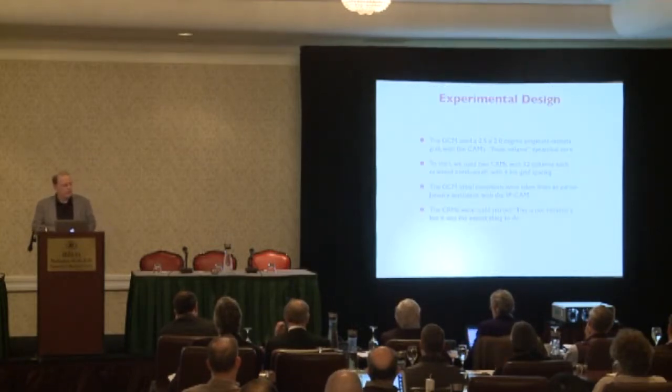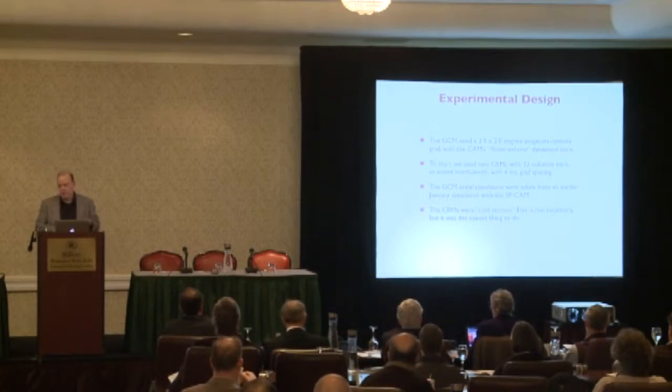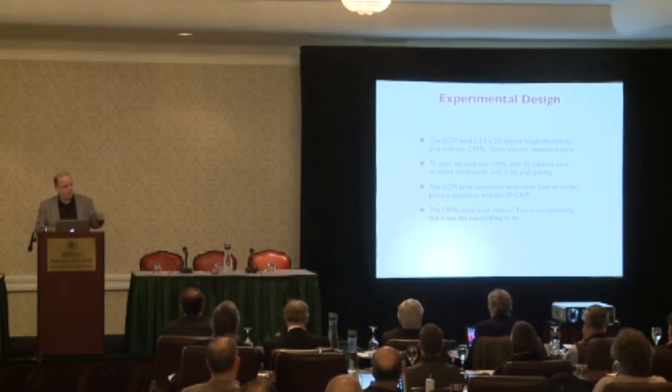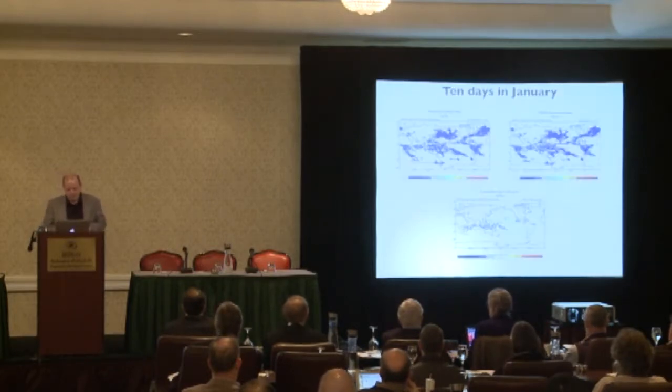So let's try that. Experimental design: low resolution model, finite volume dynamical core, two cloud resolving models to start, 32 columns each, north-south, 4 kilometer grid spacing. And we just took the initial conditions from an earlier round of the model, and we cold started the CRMs, as you'll see in some of the slides, just because that was the easiest thing to do. We'll stop doing that here next week.